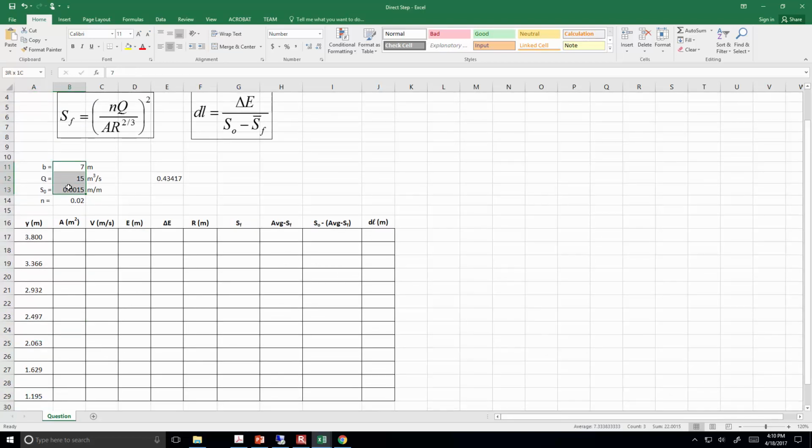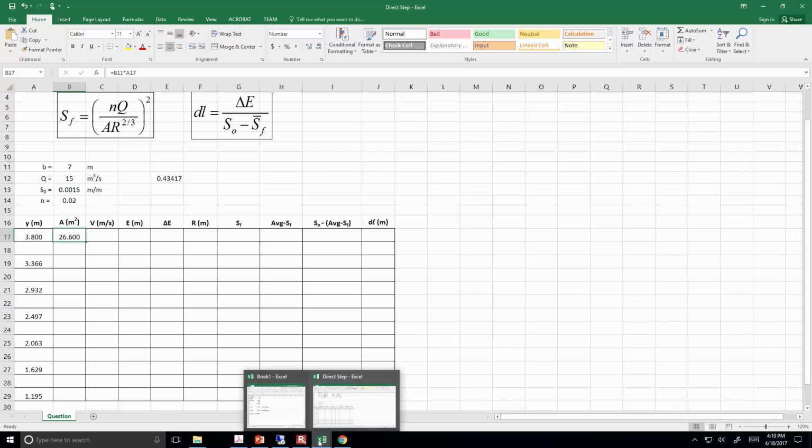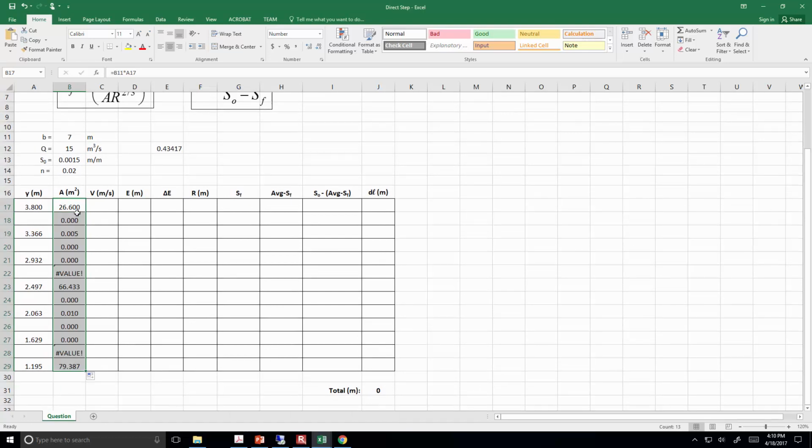So here's all of our starting parameters that we had. Now the cross-sectional area for a rectangular channel is simply the width multiplied by the depth. So this is the cross-sectional area at any one of the locations that we've broken the segments up into. So I can carry that formula down through all the segments, and oh, I didn't anchor something. There it is. Let's try it again. And I don't need these zeros, so I'll delete those. Okay.